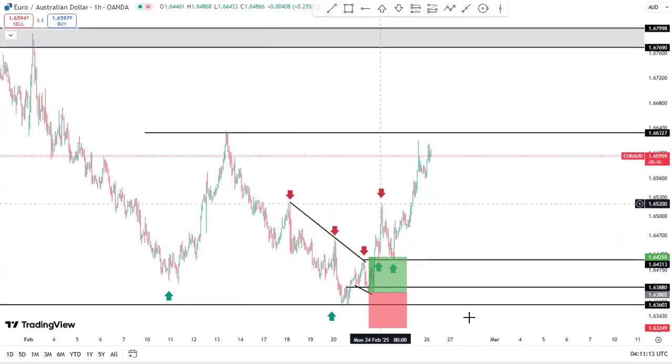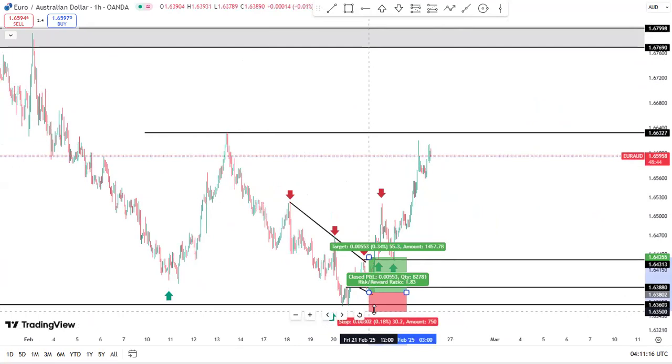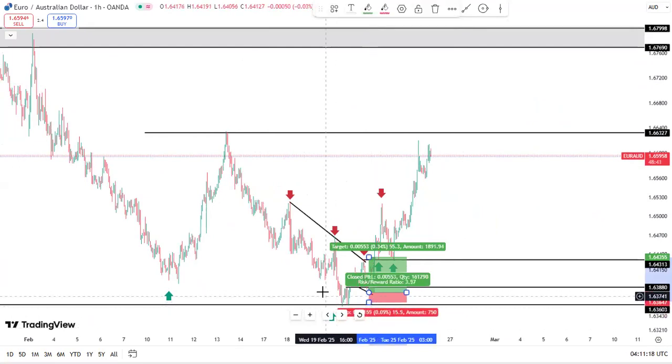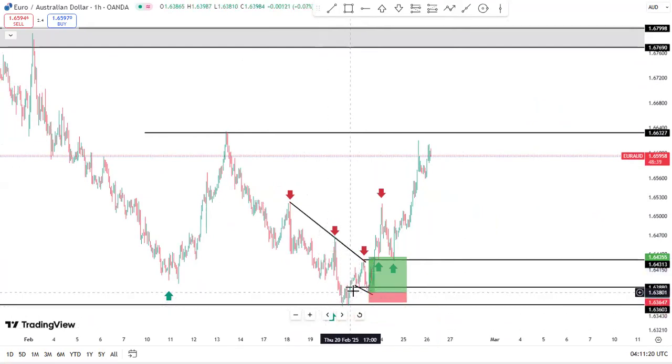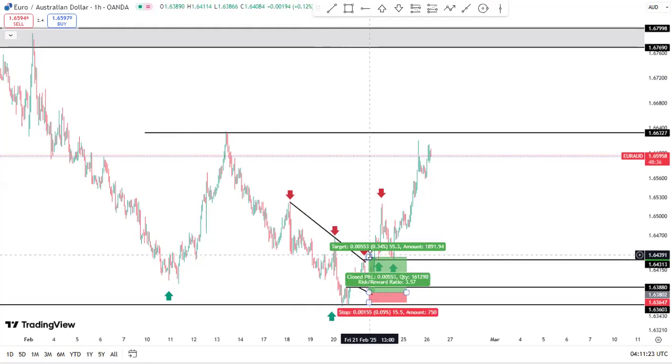Remember, we have traders out there who are only trading double bottoms. Eventually, when you see a double bottom, what does that mean? It means the market will continue with the trend.